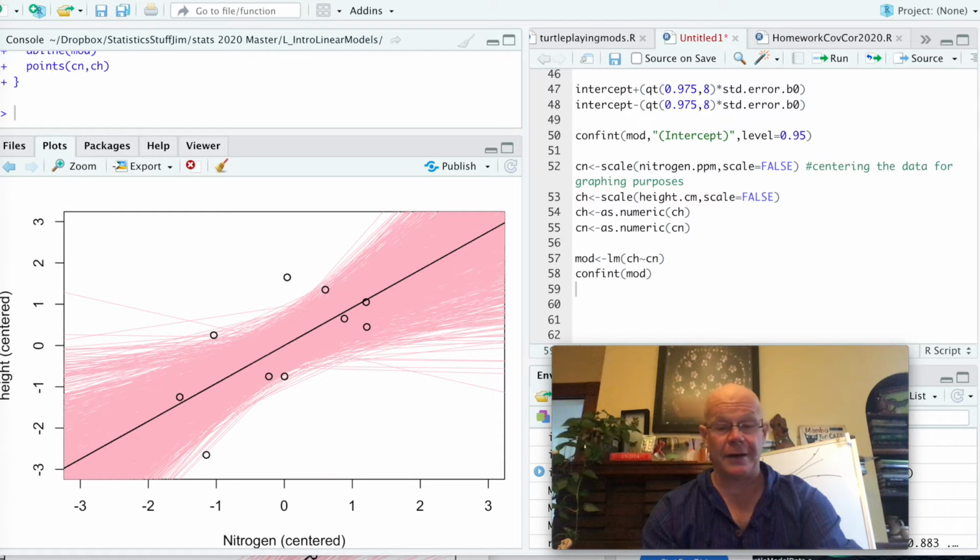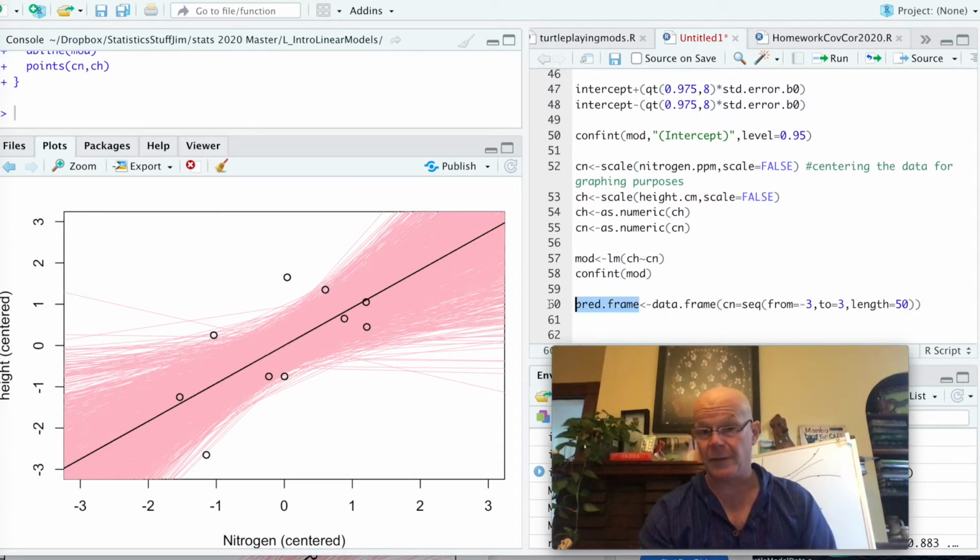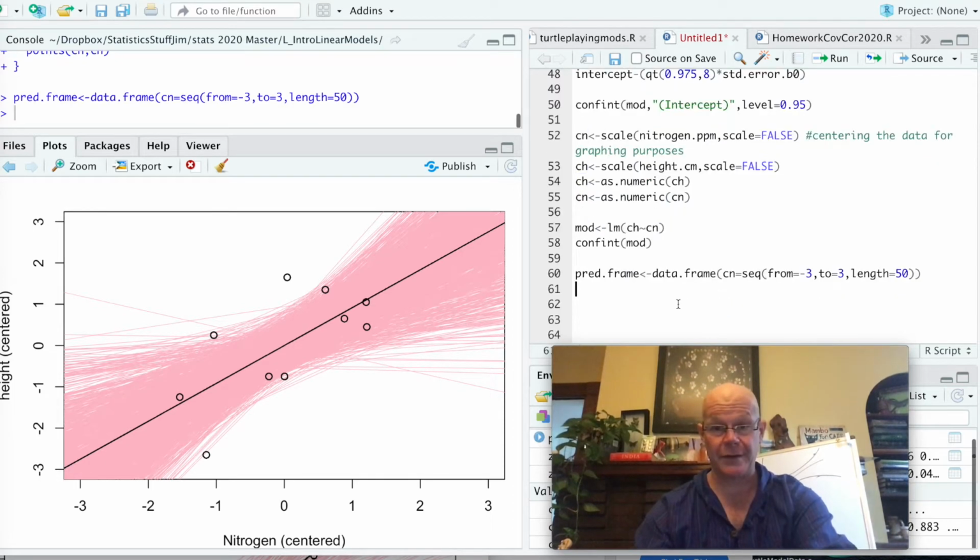So the first thing I'm going to do is create an object called predFrame, which is going to be a prediction data frame. And I'm going to look at the various values of nitrogen. And again, here I'm dealing with the centered data because it's just easier to visualize the centered data. It's easier for graphical purposes. But we haven't changed any of our data at all. We've just centered it by the mean. The slope is still the same. So I'm going to go ahead and do that.